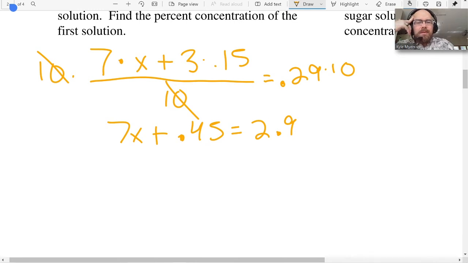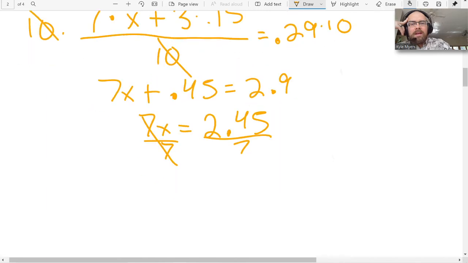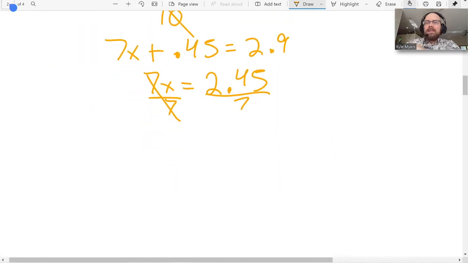So anyways, we get that. 0.29 times 10 is 2.9. You just move the decimal place over 1. Then we would subtract the 0.45. So 7x equals 2.45. I'm kind of doing this in my head, kind of not, because I already solved this before. So then divide by 7. And that's going to go in evenly. I don't remember how many times that goes in, though. 2.45 divided by 7 is 0.35.